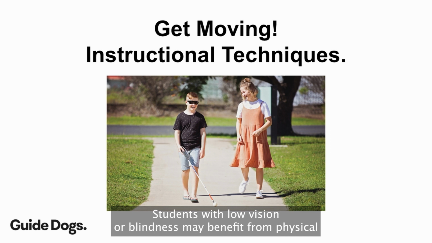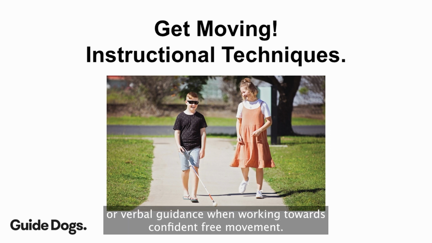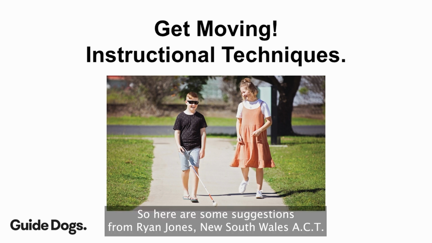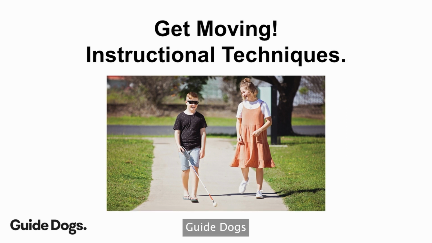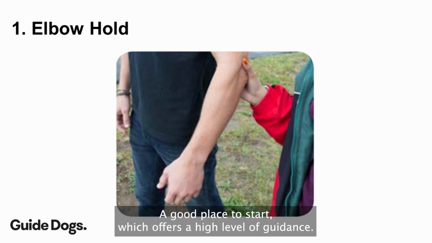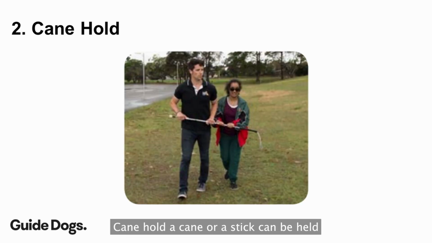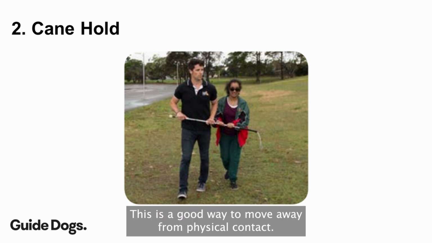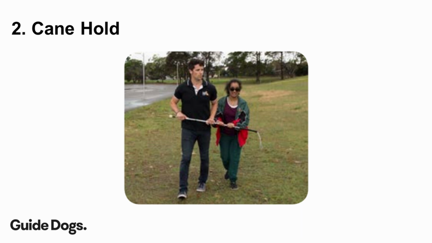Students with low vision or blindness may benefit from physical or verbal guidance when working towards confident free movement. Students respond differently, so here are some suggestions from Ryan Jones, New South Wales ACT Guide Dogs. Elbow hold. Hold the elbow of a guide, a good place to start, which offers a high level of guidance. Cane hold. A cane or a stick can be held horizontally by the student and the guide. This is a good way to move away from physical contact.